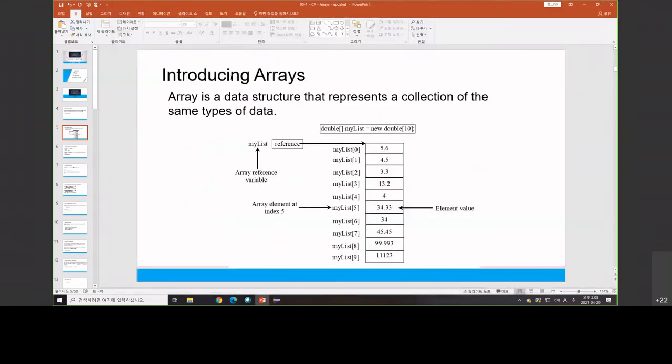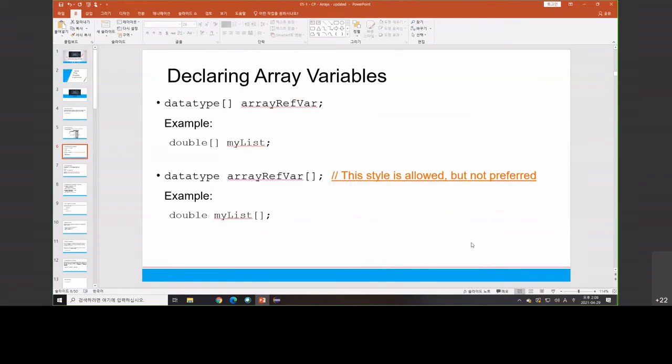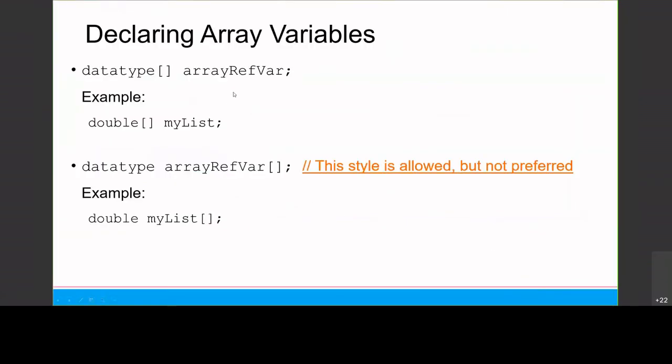So the concept of array actually is to save the data into one variable. Maybe if you have 10 data, you need to have 10 variables. But we do not want to have 10 variables. We can just have one variable, but we have 10 spaces. So this is what I wanted to say before.